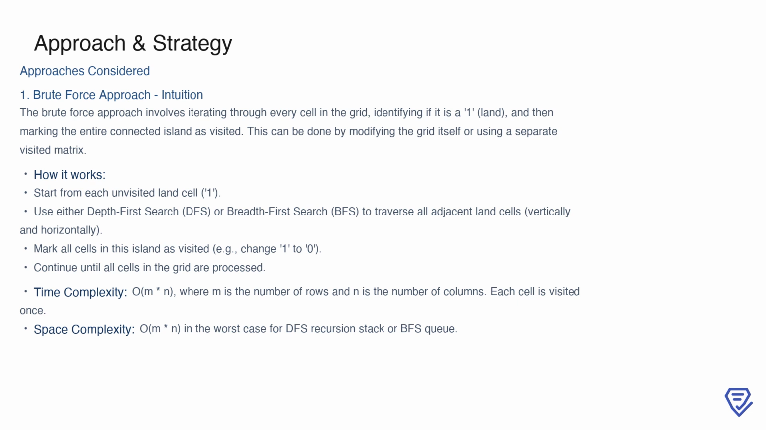As we traverse, we mark these cells as visited either by modifying the grid directly, changing 1 to 0, or by maintaining a separate visited matrix. This ensures that each cell in an island is only processed once.